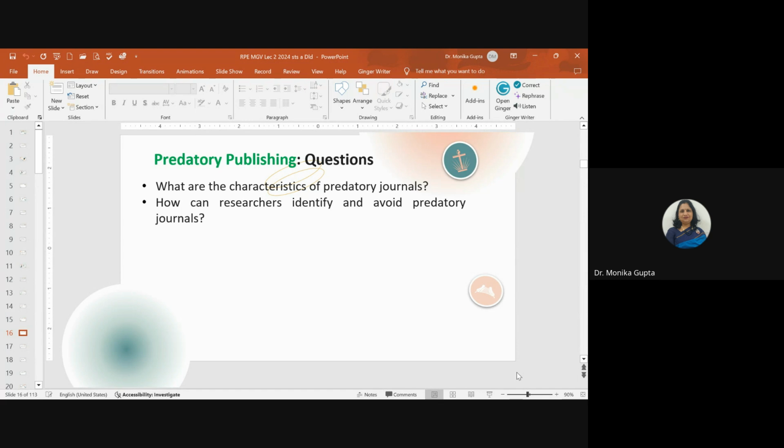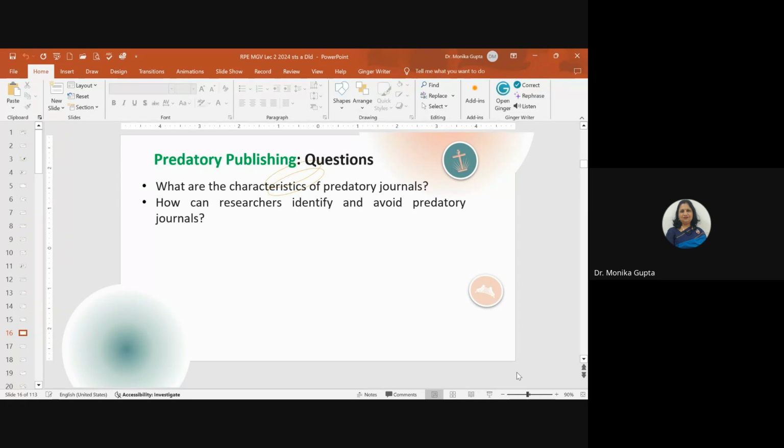So basically, the major points covered here are that these are profit driven. Primary goal is to make money and not to promote research. Second, questionable reputation, that is lack of credibility and recognition in the academic community. Aggressive solicitation, that is spam like emails urging authors to submit articles. Lack of indexing, that is not listed in reputable databases. Then vague or broad scope, that covers a wide range of unrelated topics. Then fast publication, that promises quick turnaround without rigorous review.